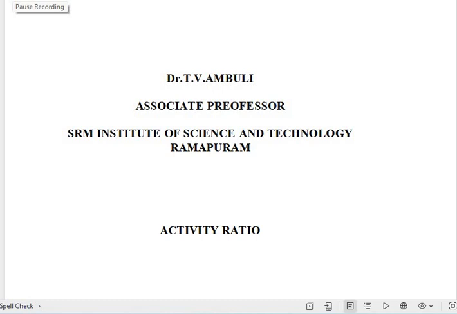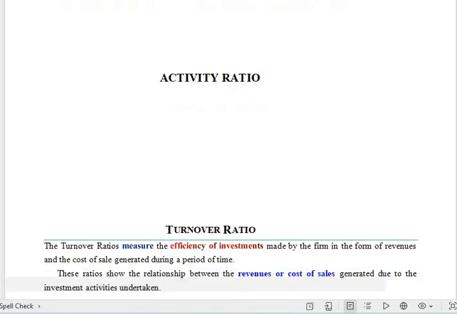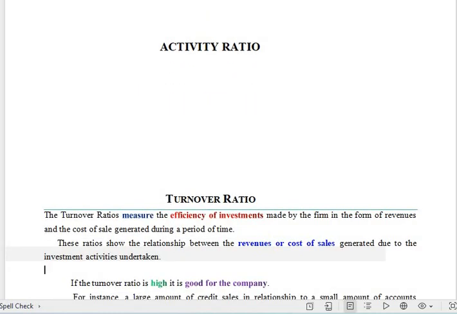In this video, we are going to discuss the activity ratio. I have already posted two videos with respect to ratio. One is an introduction to ratio, and another is about the solvency ratio or balance sheet ratio. The next ratio we are going to discuss today is the activity ratio. First we'll see what the activity ratio is, then what the different types of activity ratio are, and then how to compute the activity ratio or turnover ratio.